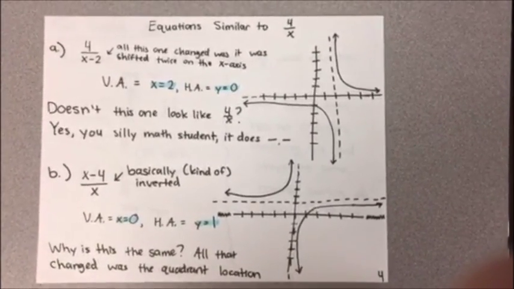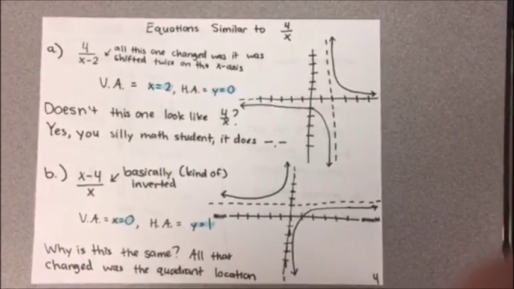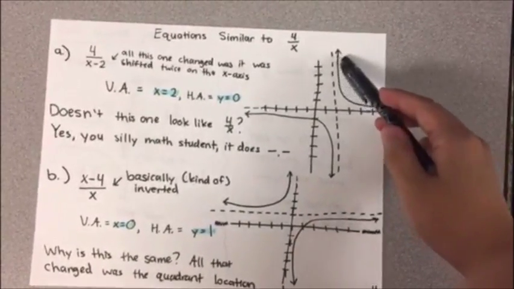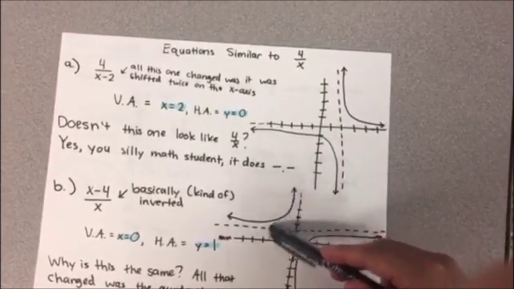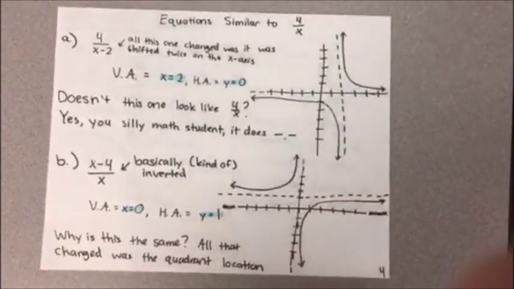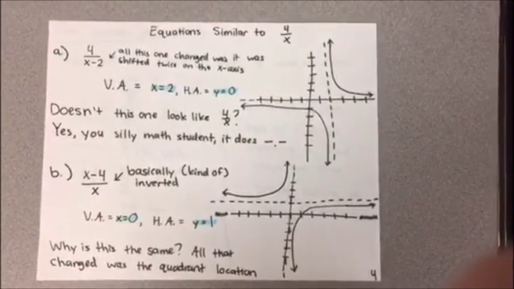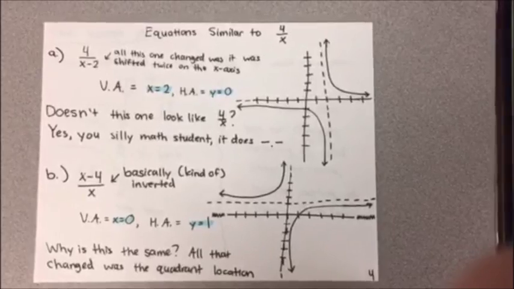Graph B should be kind of an inverted graph, where instead of this graph being here, it's instead on this side, and instead of this being here, it's on this side. It's the same concept. It's also similar to the parent function, and you should be good to go for this one.